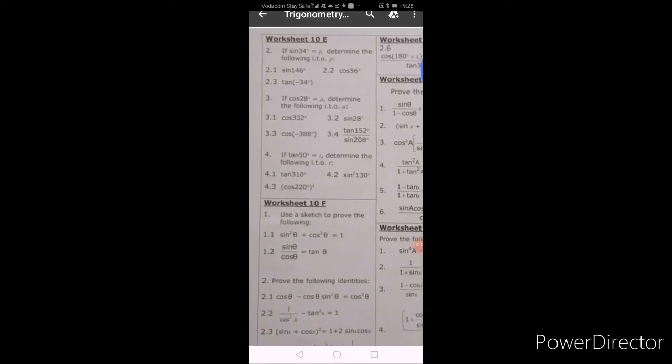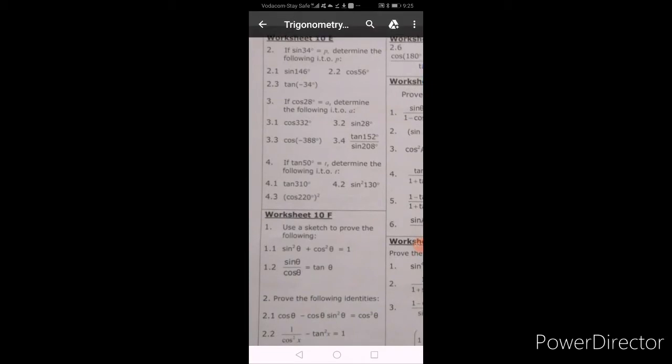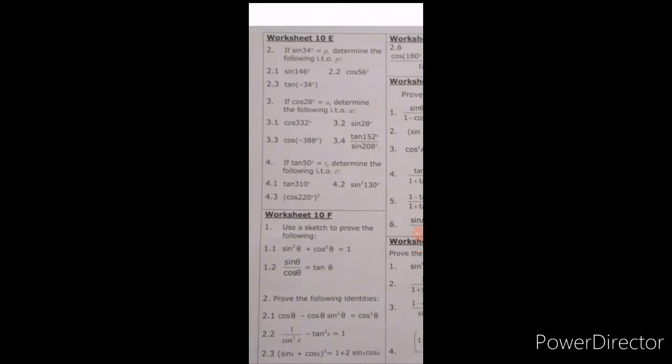Boys and girls, from homework number 3, worksheet 10E. We're going to do number 2 as an example. If sine of 34 equals P, determine the following in terms of P.